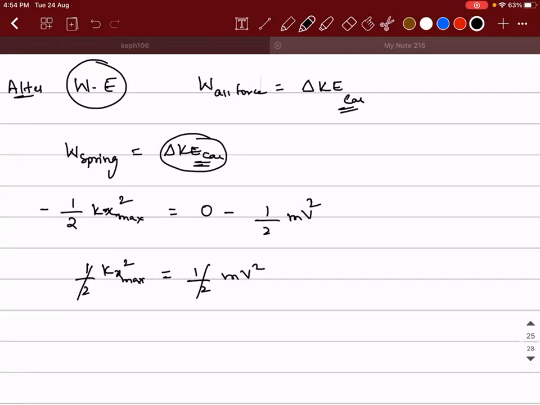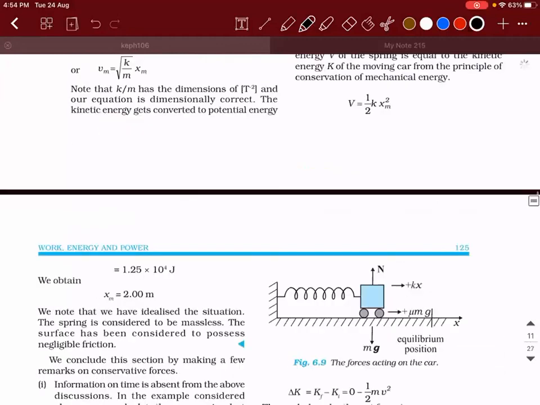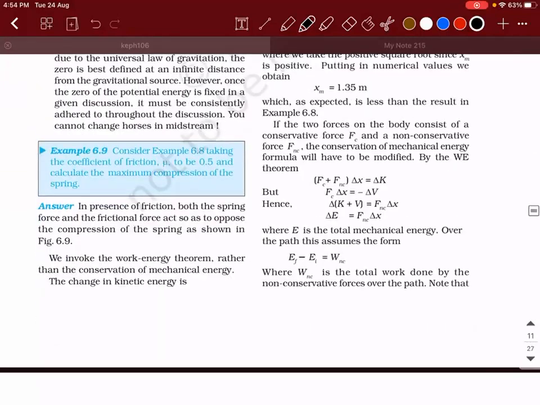So you're able to understand? I could apply both energy conservation and work energy theorem with this problem because the whole system is acting under conservative forces. But if you see the next part of the question itself, they would have changed something. The next question is, consider example 6.8, taking the coefficient of friction of the surface to be 0.5. Now calculate the maximum compression.